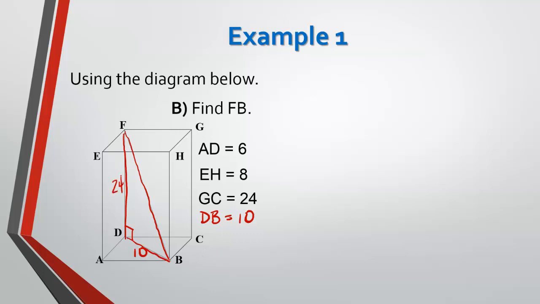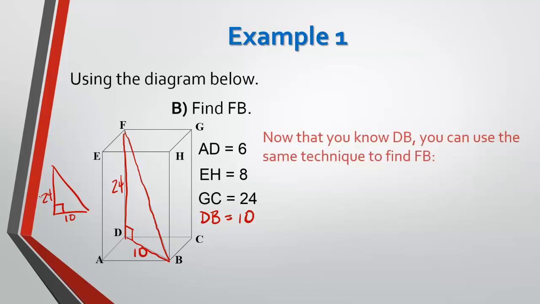So again, we've got a triangle that we're trying to find. And if we were to lay it flat, it would look like this. We've got 10 and 24. Okay, so now that we know DB, we can use the same technique, in other words, the Pythagorean theorem, to find FB. So 10 squared plus 24 squared equals FB squared. So FB has to equal 26. Okay? Easy enough. The hardest part is going to be picturing this, because these are supposed to be 3D drawings. Obviously, they're not going to pop out at you, but they represent 3D models.